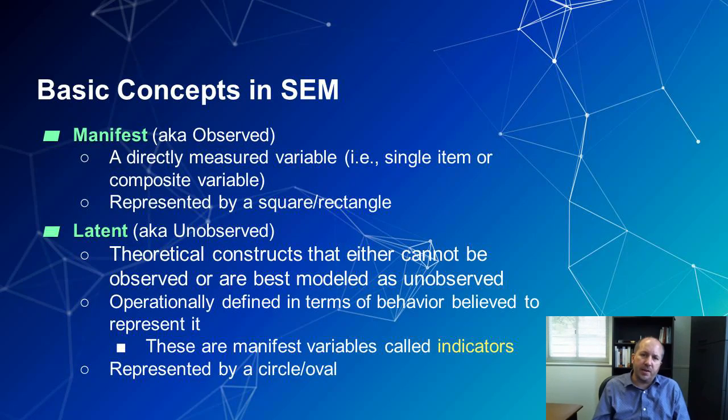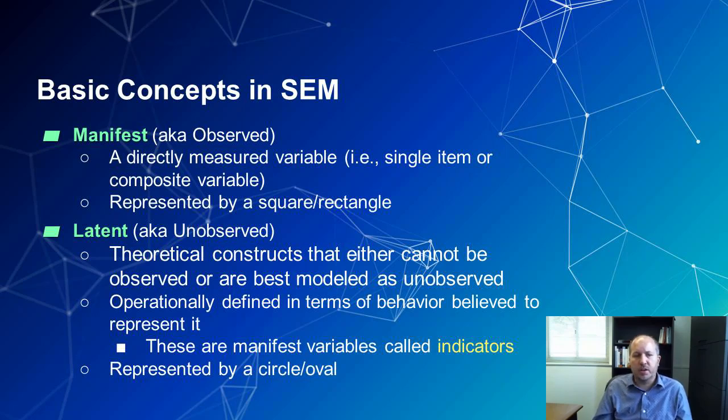So now I'm going to go through and cover some of the basic concepts and vocabulary that we use in SEM. I've already used some of these terms today. The first is manifest versus latent variables. Manifest, also known as observed variables, are measures that are directly observed. So those are line items in SPSS. Each of these variables has an item and a measure with it. Manifest variables can be a single item or a composite variable that you've summed or averaged together from a bunch of variables. When we're drawing this out pictorially in SEM, we represent this with a square or rectangle.